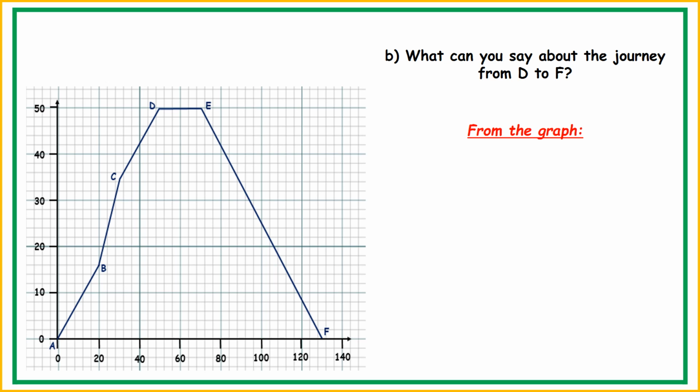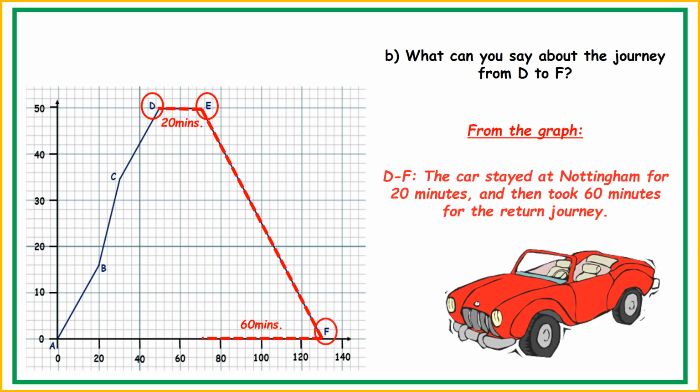Next question, what can you say about the journey from D to F? Well, think about this. At D, we're at Nottingham. We're stationary between D and E. So let's see what they say. Between D and F, the car stayed at Nottingham for 20 minutes and then took 60 minutes for the return journey. That's all they want to say.